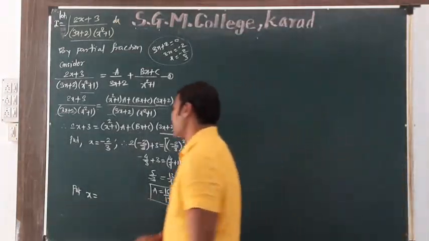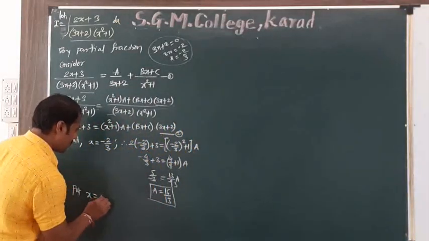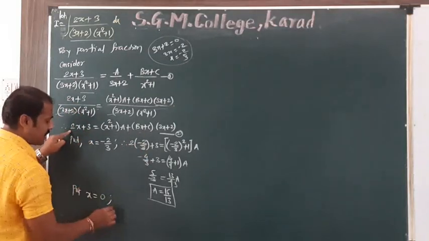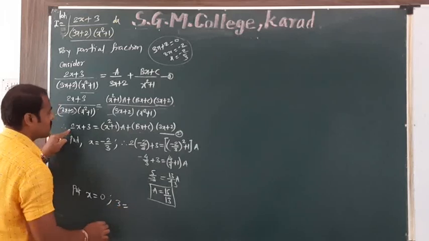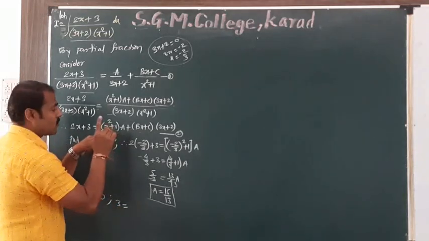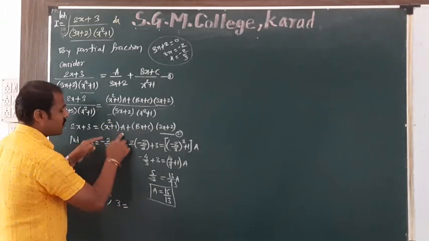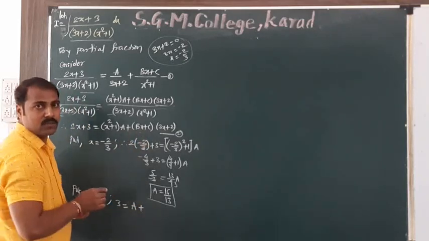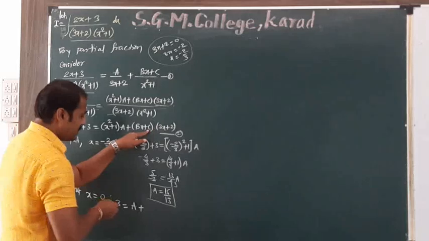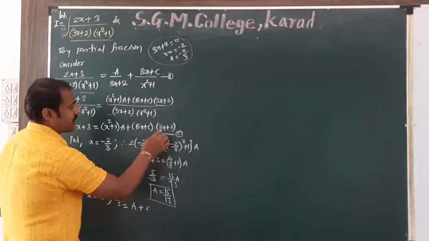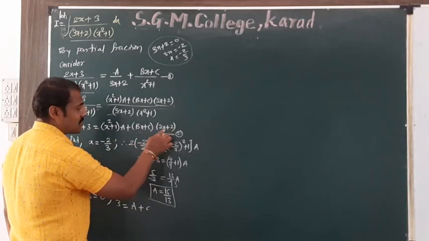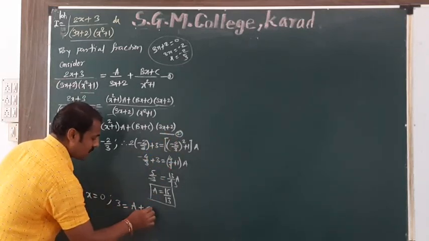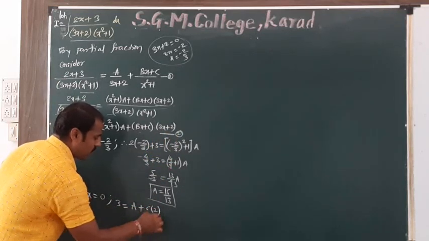So put x is equal to 0 in equation 2. 2 into 0 plus 3, that is 3, is equal to 0 square is 0 plus 1, 1 into a is a, plus b into 0 is 0, plus c. And here 3 into 0 is 0 plus 2, 2, so c into 2.